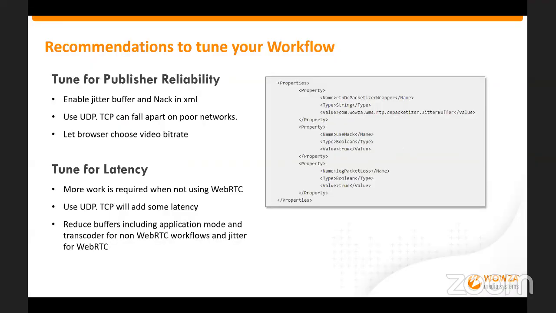So I'll cover two things in slides, and then we can showcase how to do this in Wowza Streaming Engine. Two ways to tune your workflow. I think these are the most common things we hear about from folks: tuning for publisher reliability. You might have people that have network issues because they're at home or out and about. So how do you tune for that reliability?